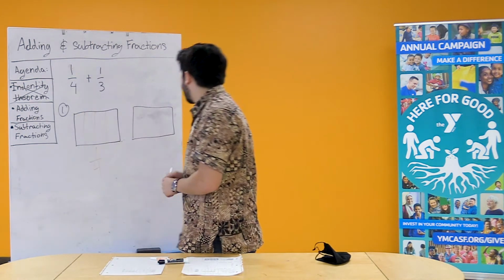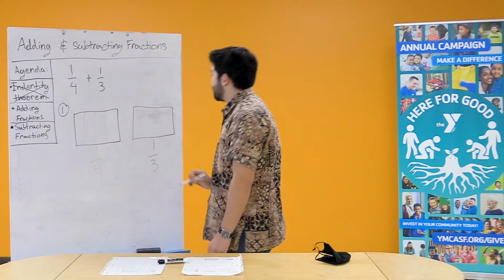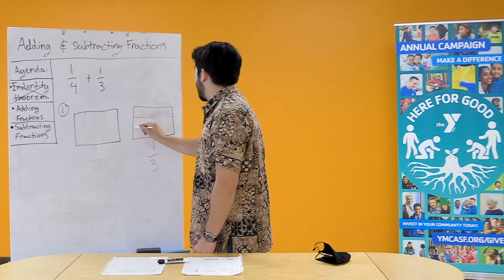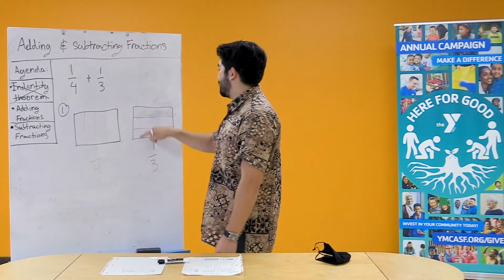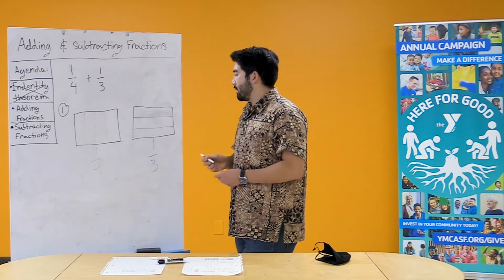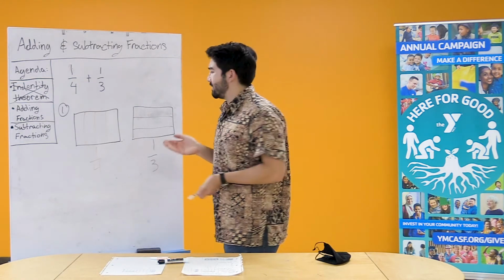And then over here, this box is going to represent our 1/3. So we're going to break this same box into thirds, except this time we are going to make lines that go horizontal. So now this box has 3 different parts, 1, 2, 3. So 3 parts of one whole. Okay, so now how do we add these together?